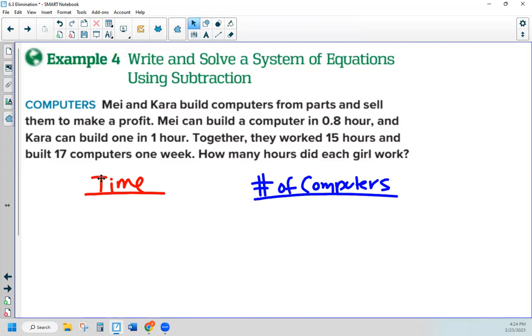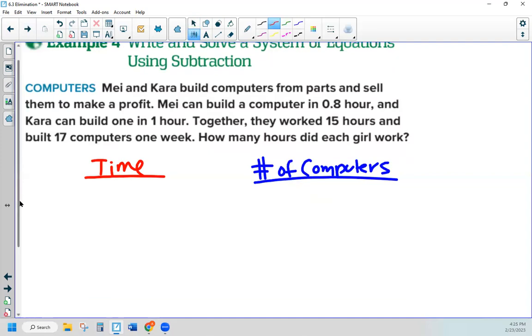If you read the numbers that are associated here, May can build the computer in 0.8 hours and Kara can do it in 1 hour. And then they both worked 15 hours. So that's time. Let's bring those numbers together, starting with the easiest idea: they worked 15 hours. That's both of them. So together, the amount of time that they worked was 15 hours.